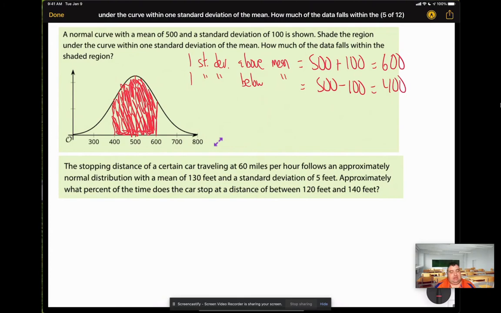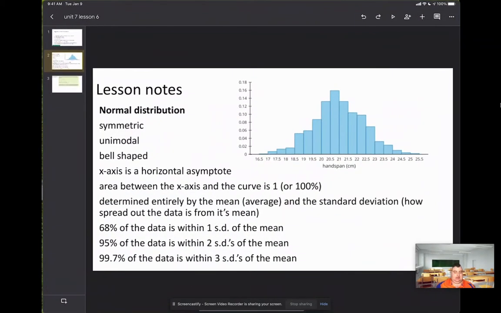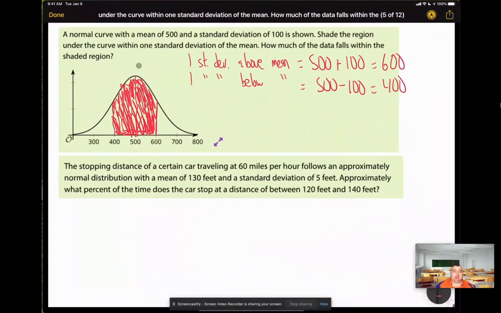anything in that range is going to be within one standard deviation of the mean. How much of the data falls within the shaded region? Well, let's go back to our lesson notes from the last lesson. We know that 68% of the data is within one standard deviation of the mean. So in this particular case, since I shaded one standard deviation, about 68% of the data falls within the shaded region. That's just a rehash of the notes from the previous lesson.